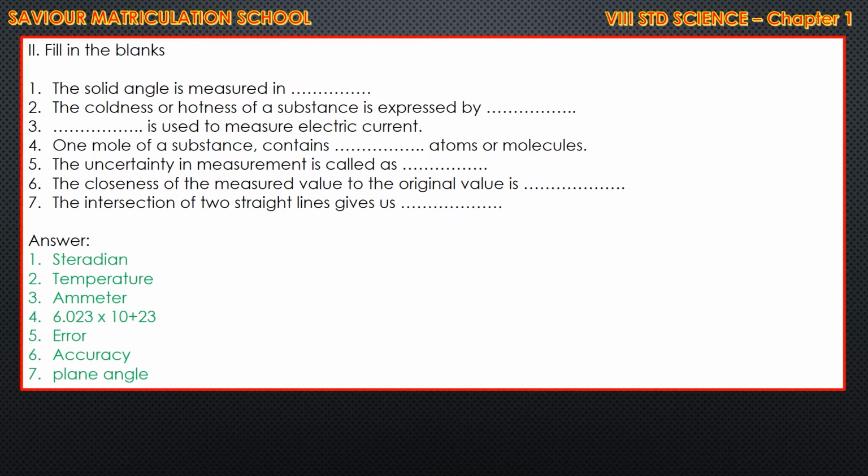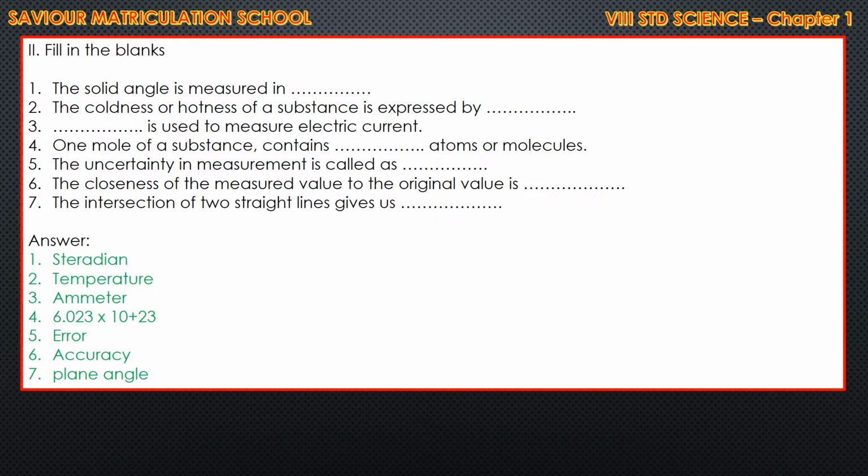The answer is 6.023 into 10 to the power of 23. That is not 10 plus 23, 10 to the power of 23 you have to write on top of 10. No need to write plus there. 10 to the power of 23. So you have to omit the plus. 23 should be on top of 10.